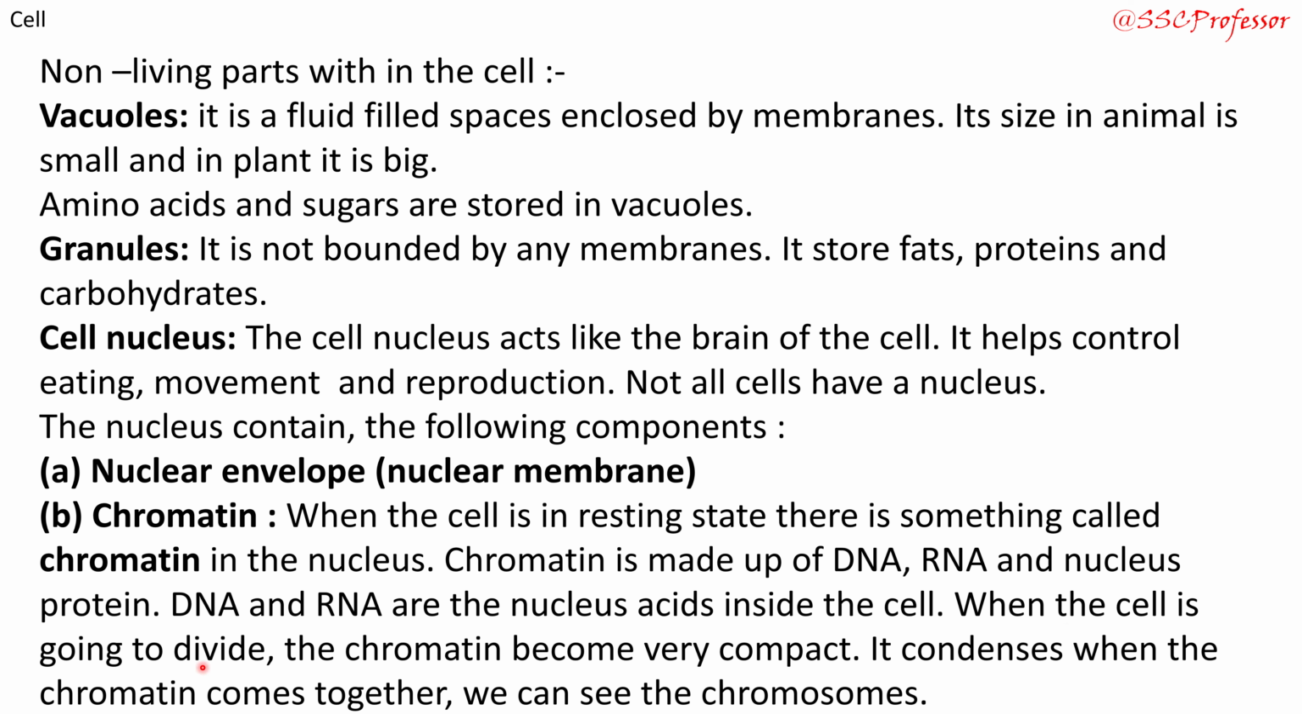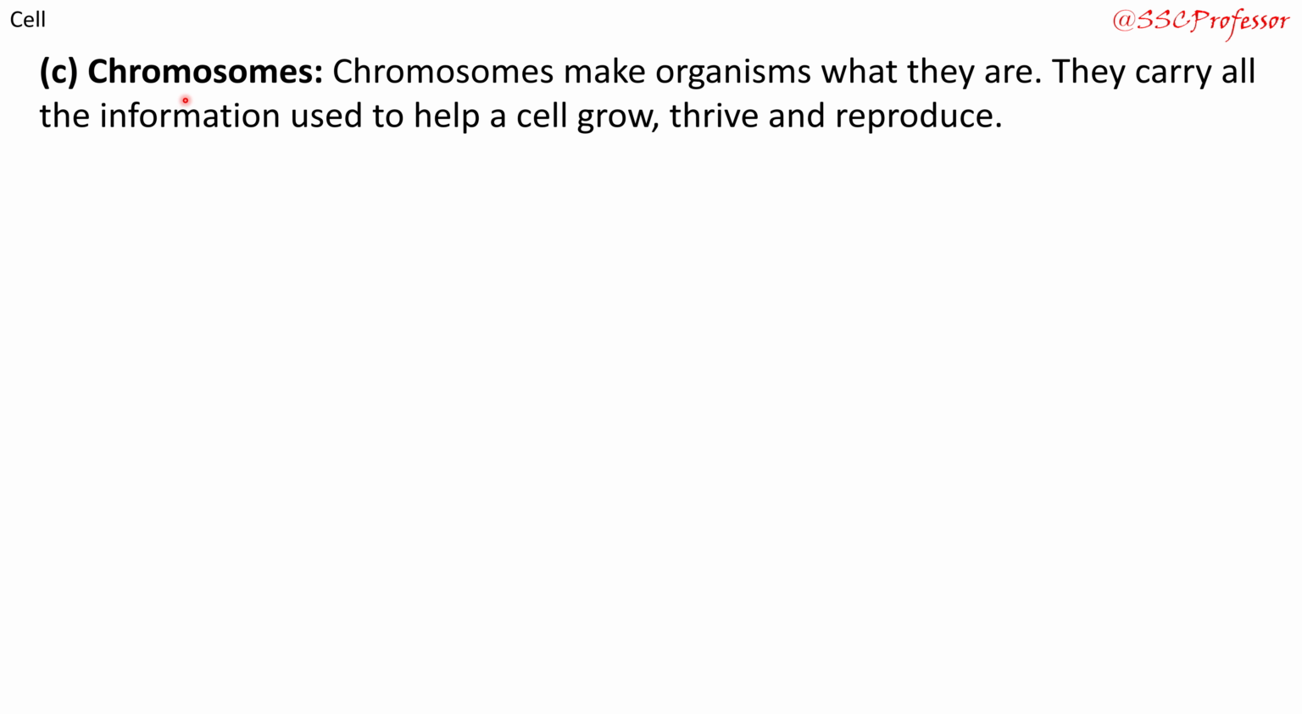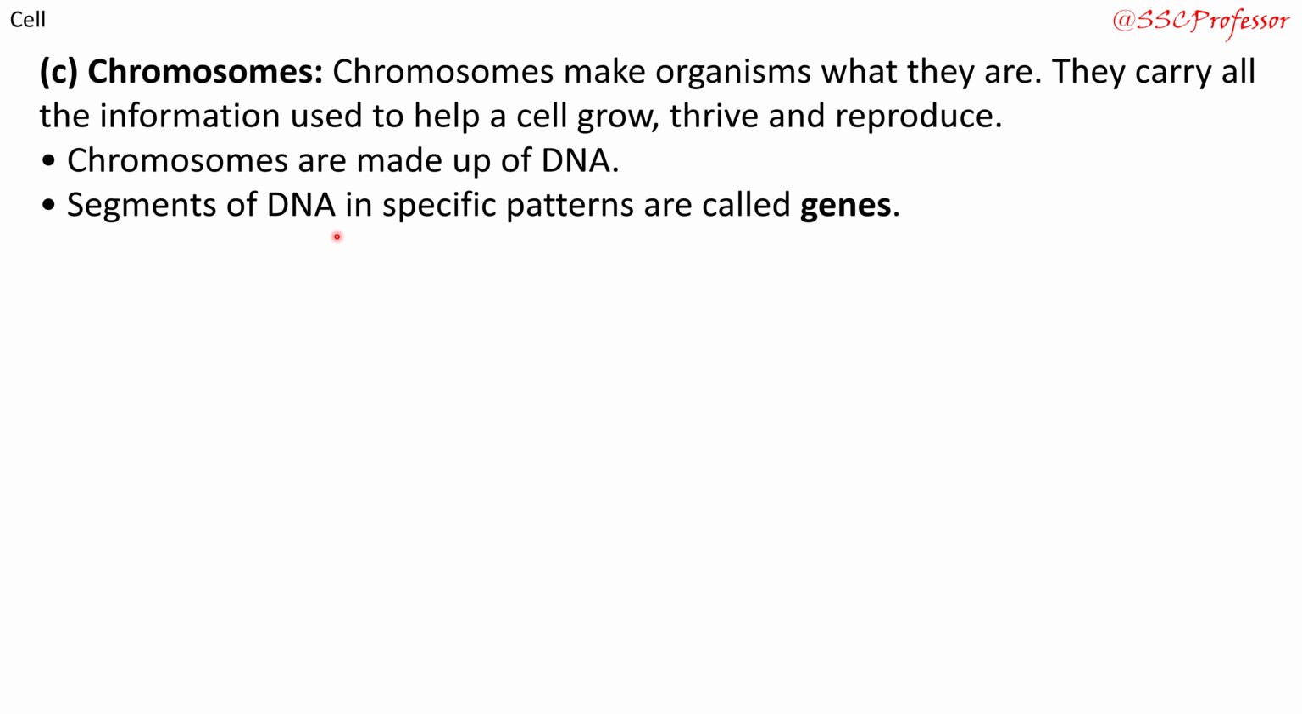When the cell is going to divide, the chromatin becomes very compact. It condenses. When the chromatin comes together, we can see the chromosomes. Chromosomes make organisms what they are. They carry all the information used to help a cell grow, thrive and reproduce. Chromosomes are made up of DNA. Segments of DNA in specific patterns are called genes.